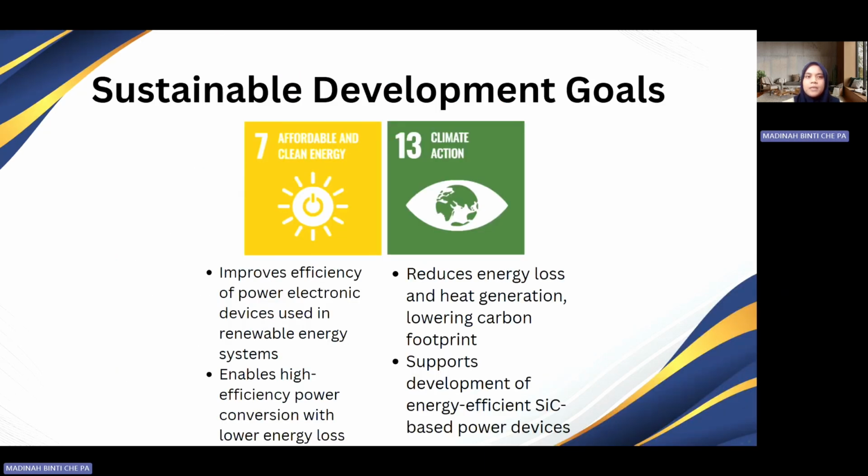For this project, the Sustainable Development Goal, or SDG, as we all know. This project supports SDG 7 by enabling more efficient power devices for renewable energy systems. It also improves efficiency and reduces energy loss, heat generation, and overall carbon footprint.